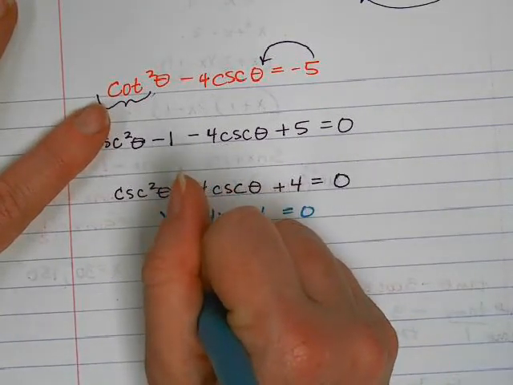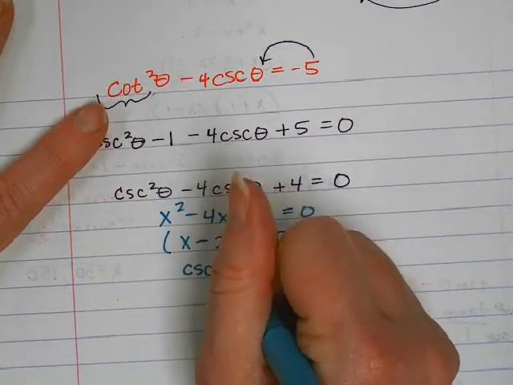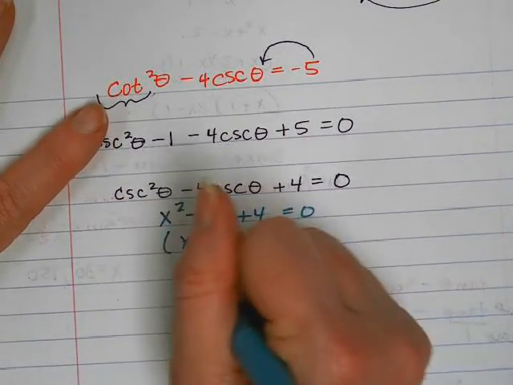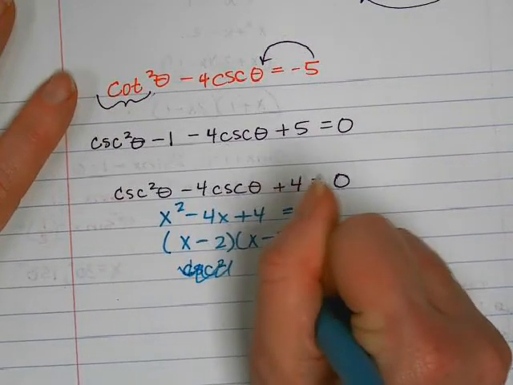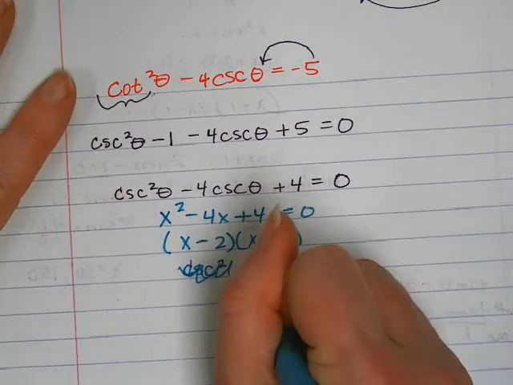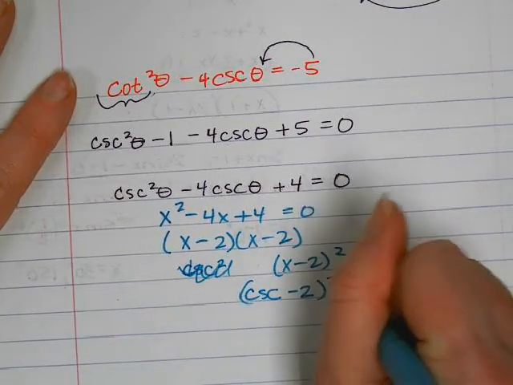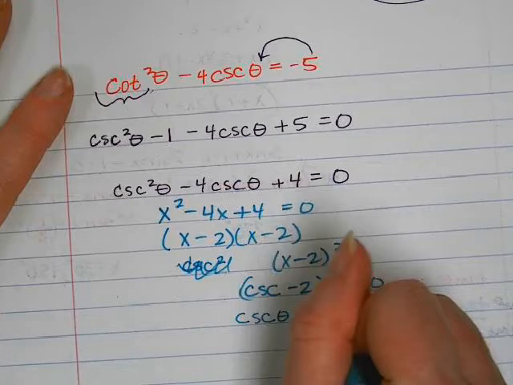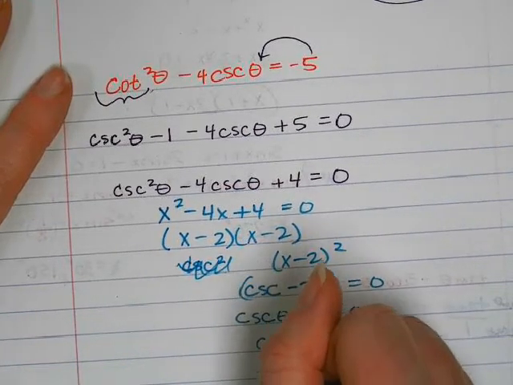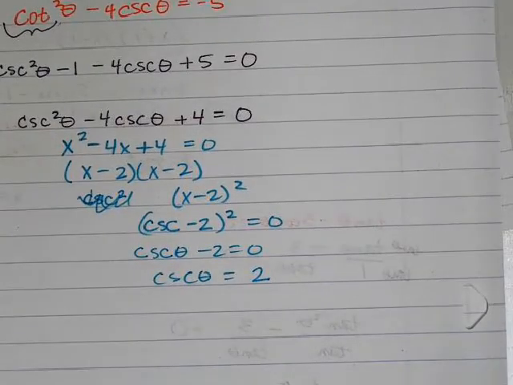So I get cosecant squared. Actually, it would probably be better if I wrote it as x minus 2 squared, like that. So it would be cosecant minus 2 squared equals 0. So cosecant theta minus 2 equals 0. Cosecant theta equals 2. So we have to arc cosecant that.